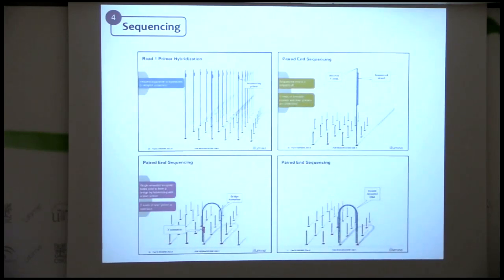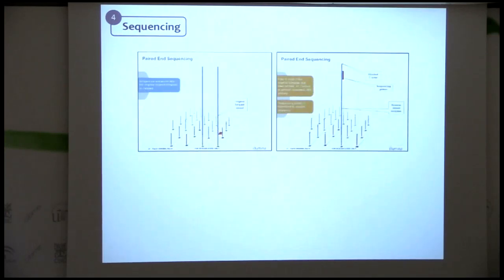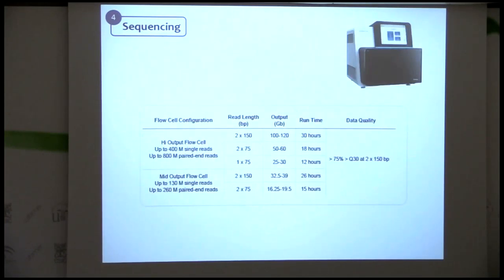Sequencing begins with the introduction of sequencing primer for read 1, and this primer is complementary to a region of the adapter. Then read 1 sequence is generated, and in paired-end sequencing, a sequencing primer for read 2 is also introduced, and read 2 sequence is generated. And the whole process generates millions of reads representing all the fragments.